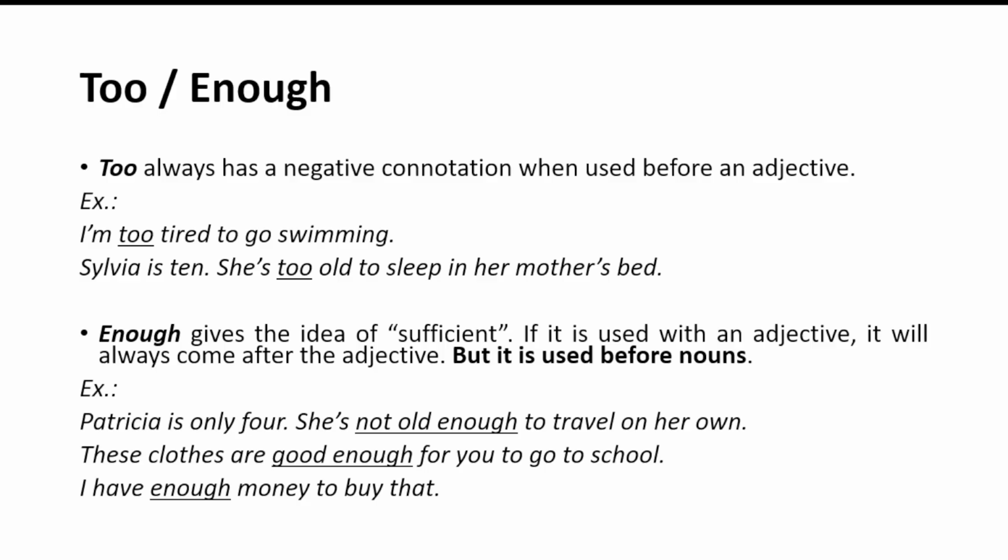Another example is when we mention a noun in English. So we say enough before this noun. For example, I have enough money to buy that, because it's wrong to say it after the noun, for example, money. We don't say I have money enough. No, we say I have enough money to buy that.